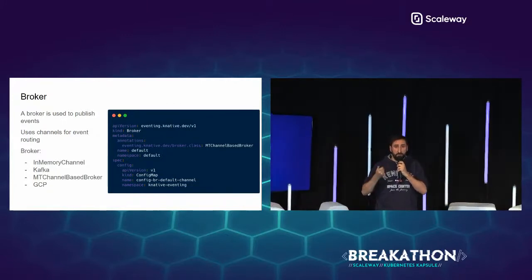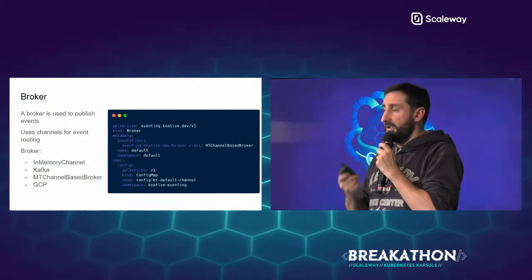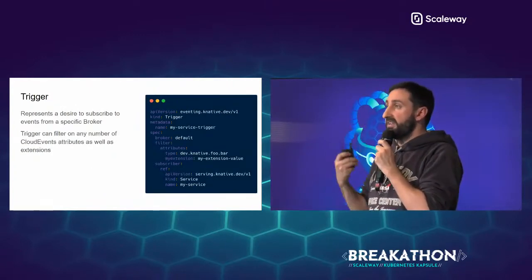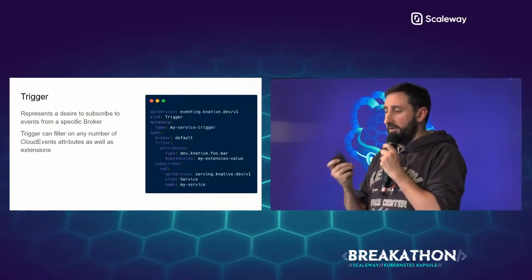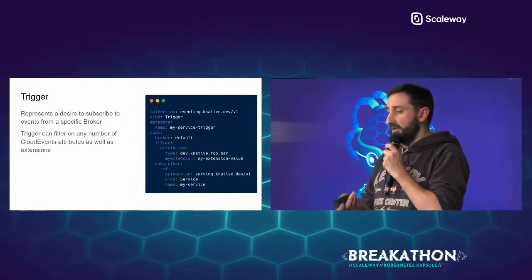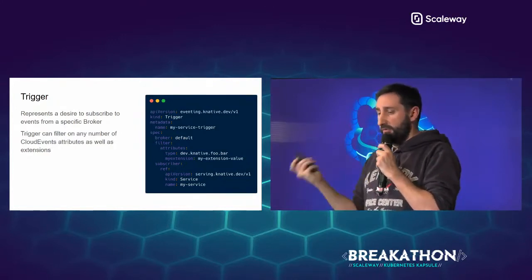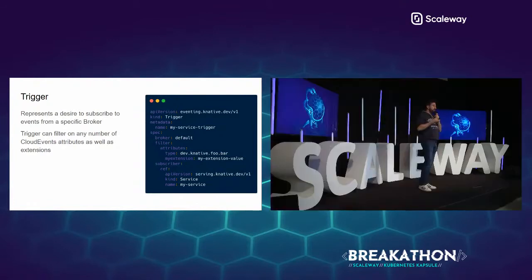And if you have a broker, you will need a trigger. A trigger is a desire to subscribe to events from a specific broker. Here, you have a trigger which is subscribed to a broker, like the default one, and sends the events received to a service. And of course, we can do filtering in the trigger, and we can filter the event before sending it to a service. But we'll see that in the demo later.